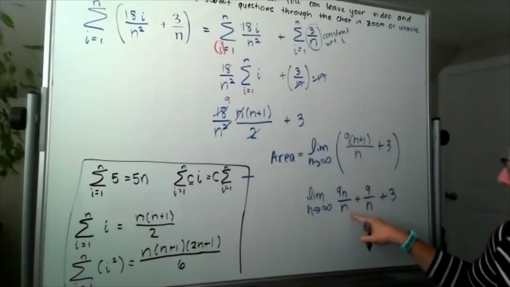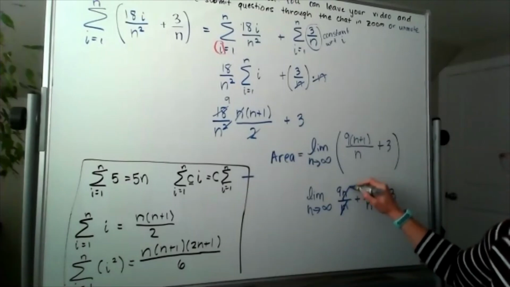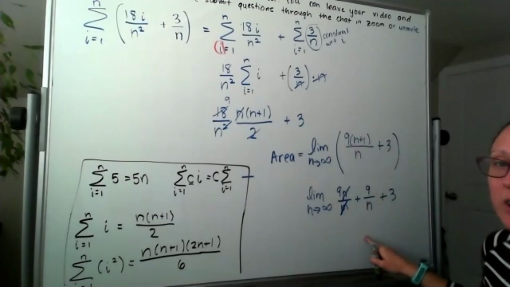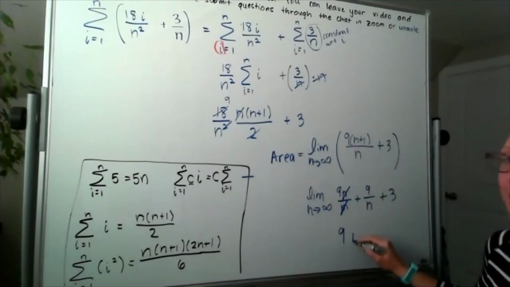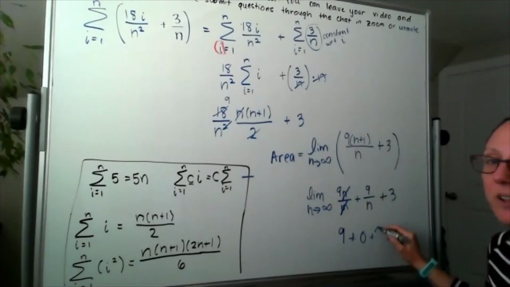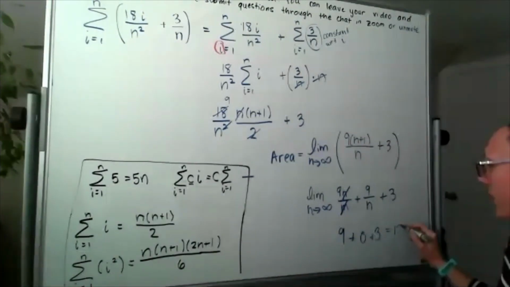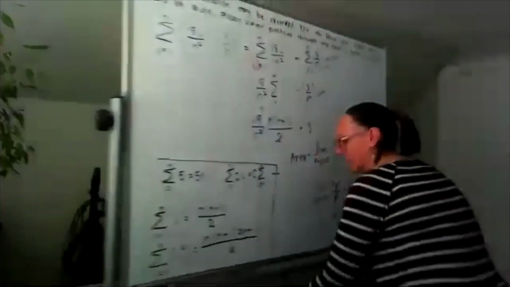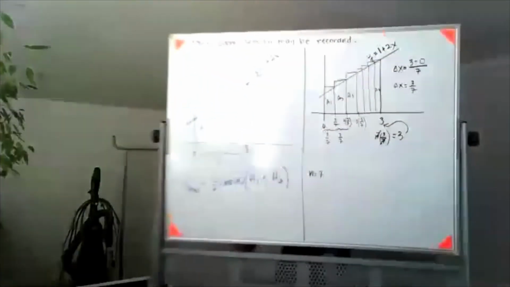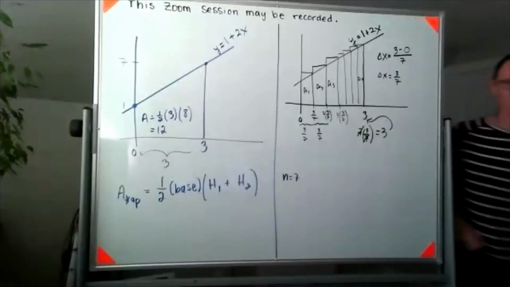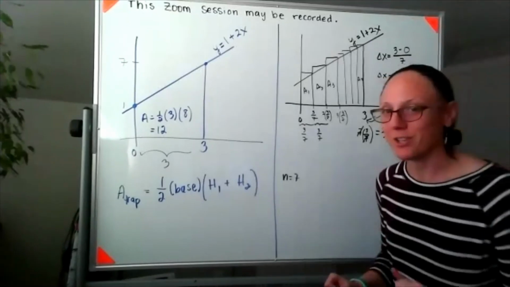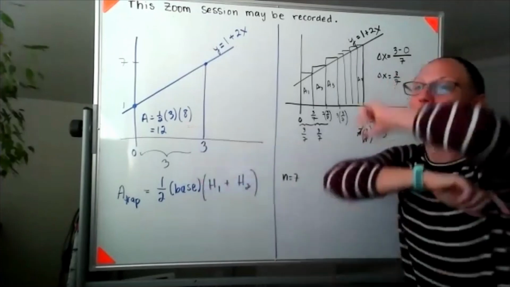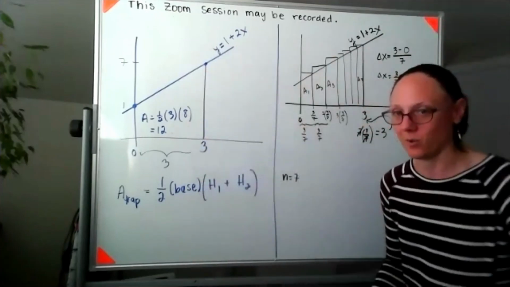And then this n over n will cancel. In the limit as n approaches infinity, 9 over n goes to 0. So this would be 9 plus 0 plus 3, which is 12, which matches what we got before. So we knew that using geometry, we got 12, and now we just did a whole mess of calculus and also got 12.